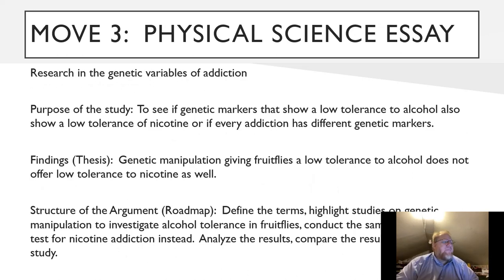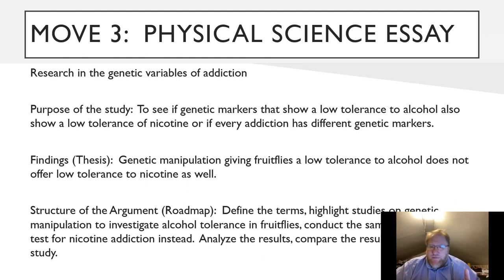Here's our physical science paper. Research in the genetic variables of addiction. The purpose of my study, well, I'm going to see if the genetic markers that show a low tolerance to alcohol in fruit flies also show a low tolerance for nicotine, or if every addiction has different genetic markers. Right? So my findings, I'm going to say, here's what I think the thesis is. Genetic manipulation giving fruit flies a low tolerance to alcohol does not offer low tolerance to nicotine as well. In other words, another way to say this would be that genetic manipulation shows that every addiction has different genetic markers.